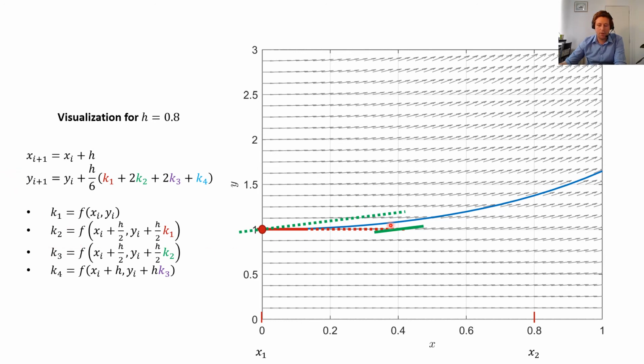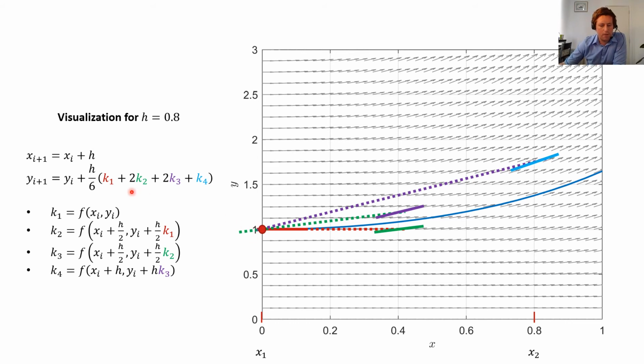So we compute k3 over here, and that will lead us to this purple slope over here, which is counted twice in the Runge-Kutta update step. And then finally, in order to find k4, we need to evaluate at x2, so xi plus h is x2, and at a y coordinate of yi plus h times k3. So that is this line. We draw a line with that slope over here. This means that k4 will be obtained by evaluating f over here at this point.